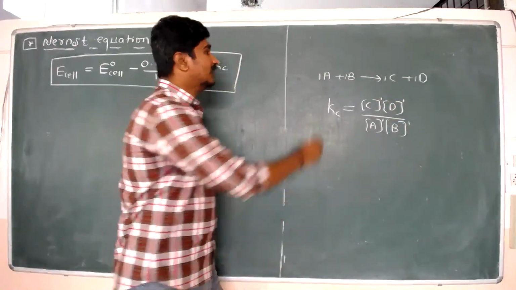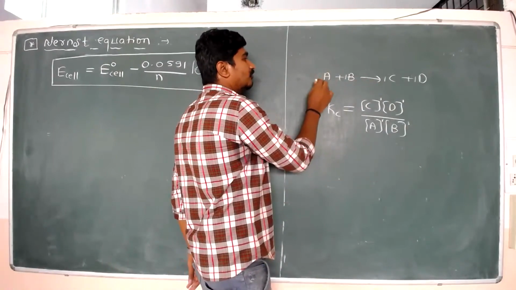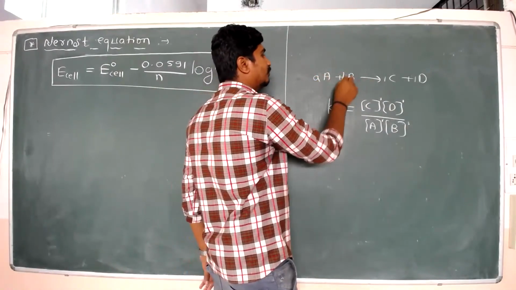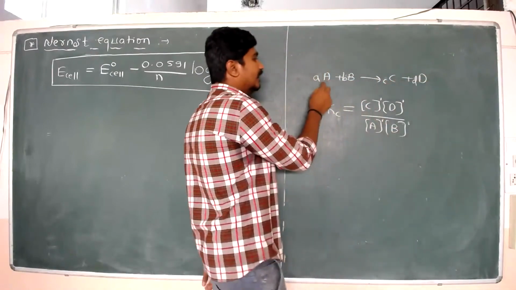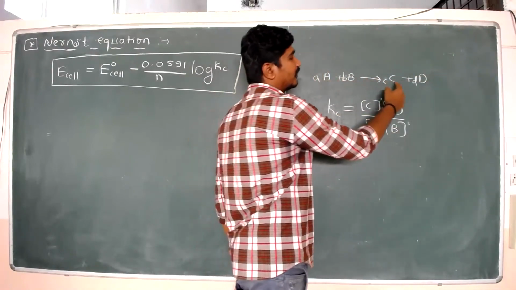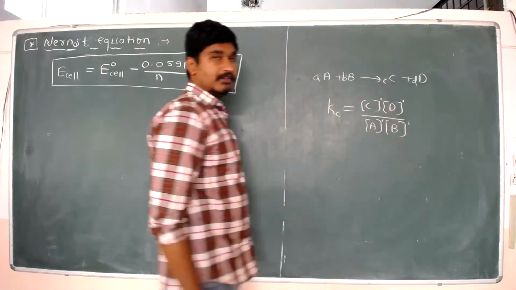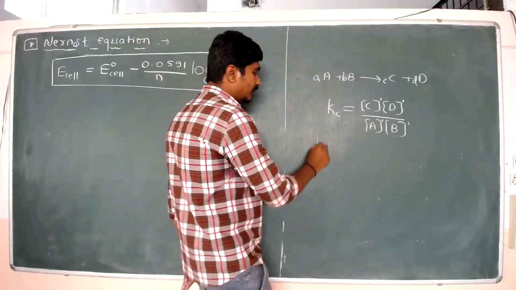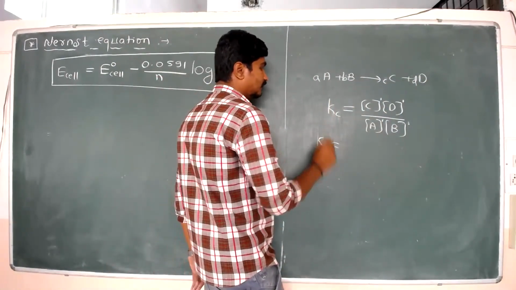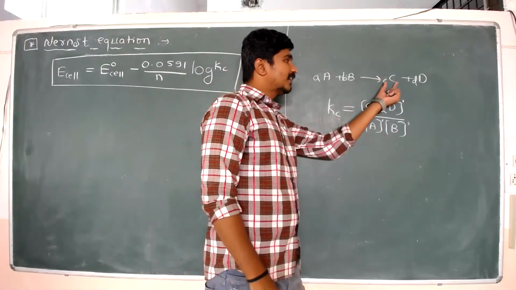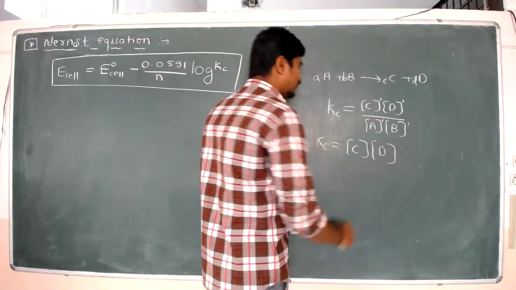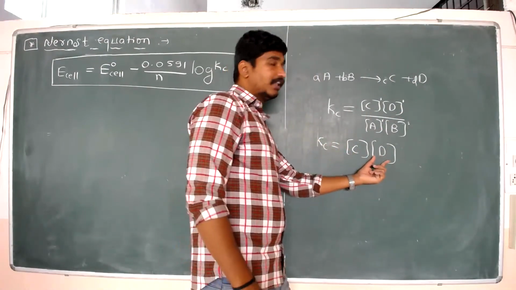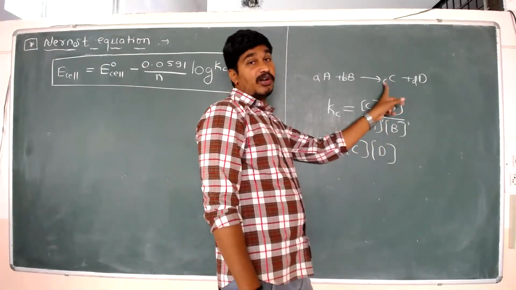If these coefficients are not equal to 1, if it is a here, b here, small c here, small d here, meaning aA plus bB gives rise to cC plus dD, what happens to the equilibrium constant? Once again I am writing Kc is equal to, where the products are C and D. Therefore I am writing concentration of C into concentration of D. But the coefficient of C, small c, is there.